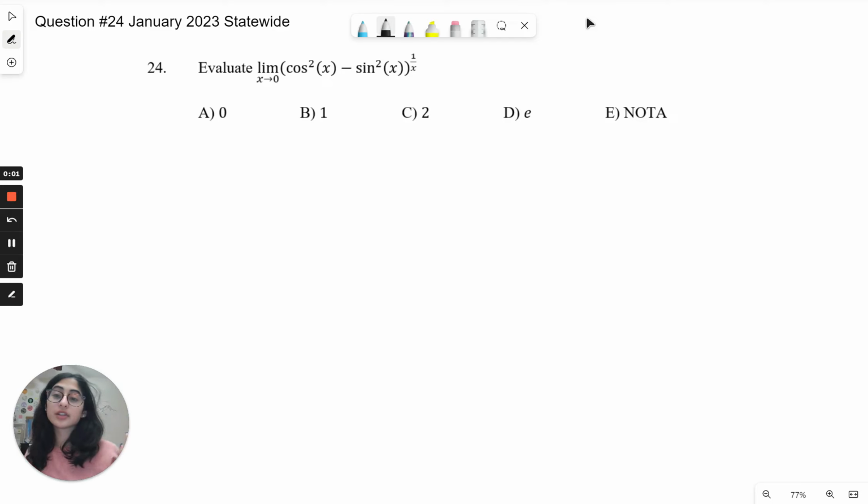All right, hi, this is question 24 from the January 2023 statewide test, and it says, evaluate the limit of cosine squared x minus sine squared x, all raised to the power of 1 over x as x approaches 0. So usually the first thing you would do when you're evaluating a limit is plug in whatever x is approaching.